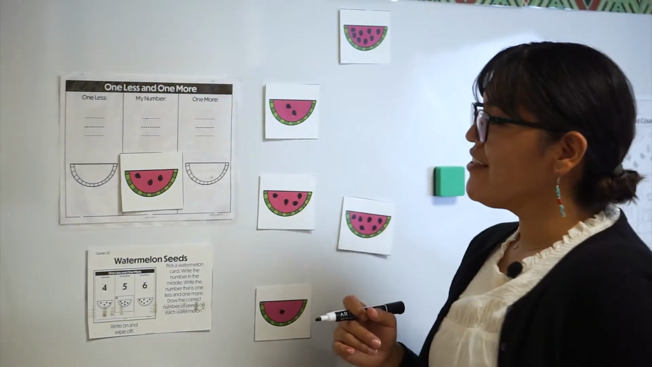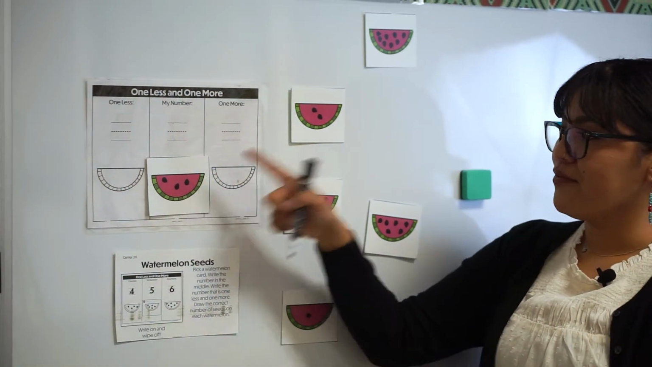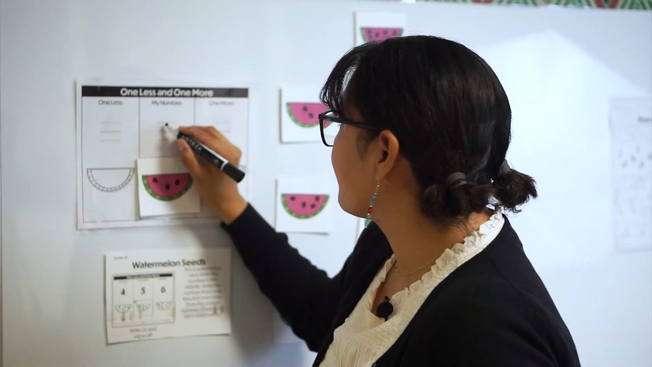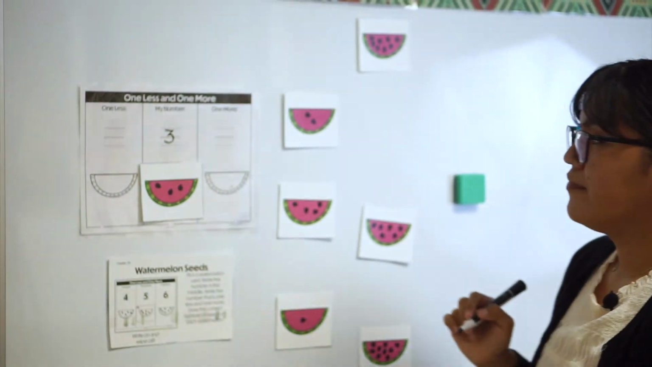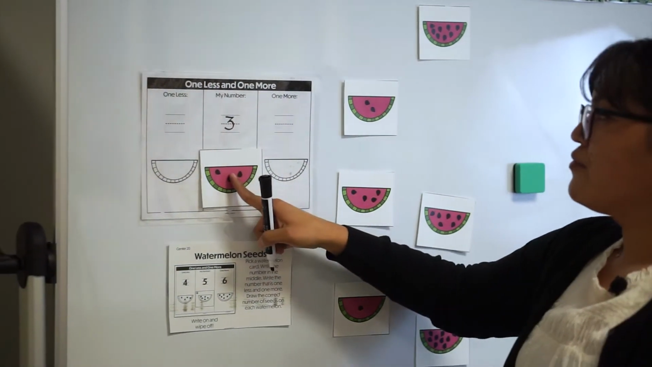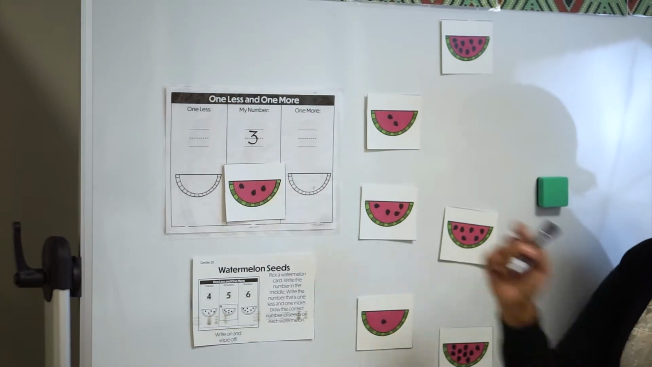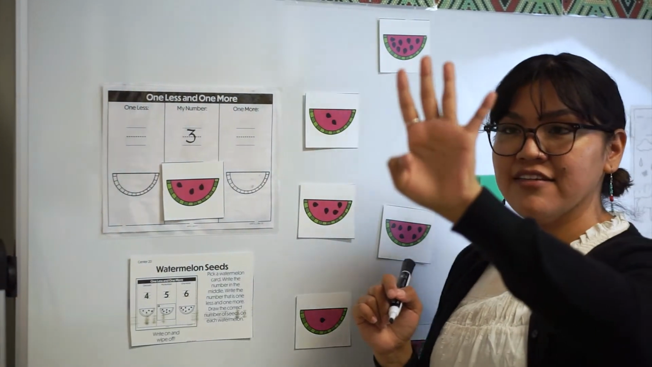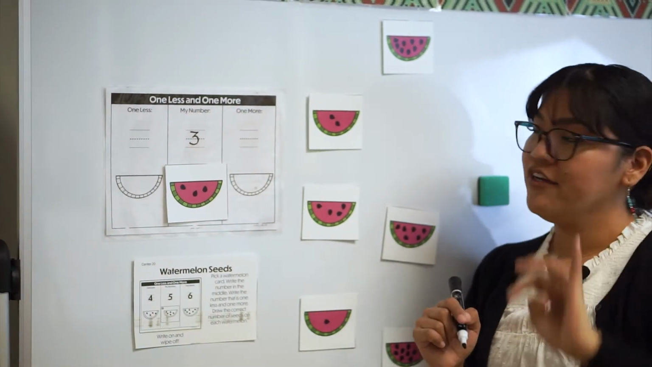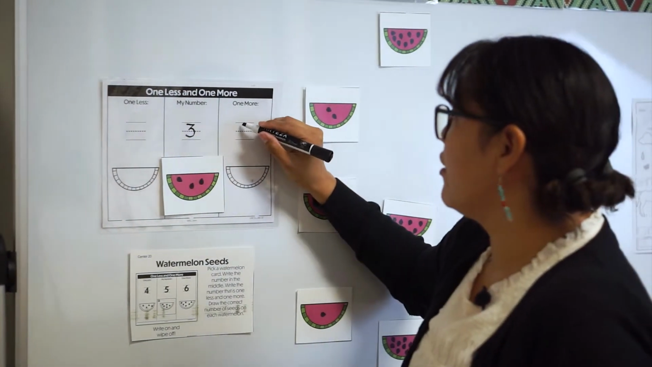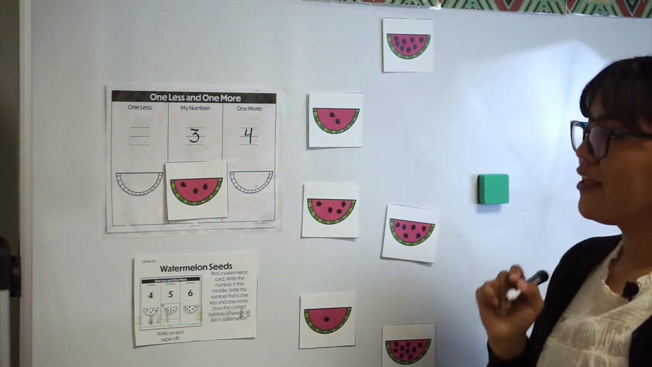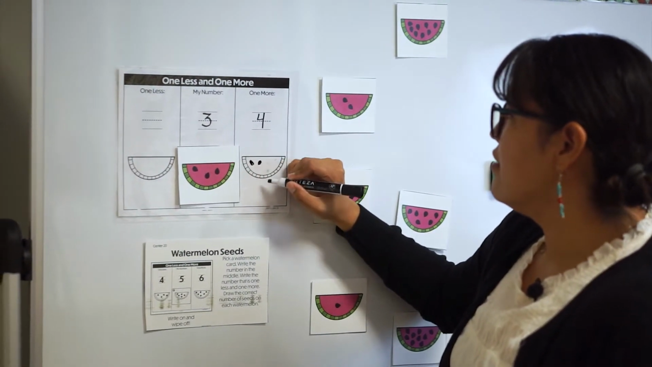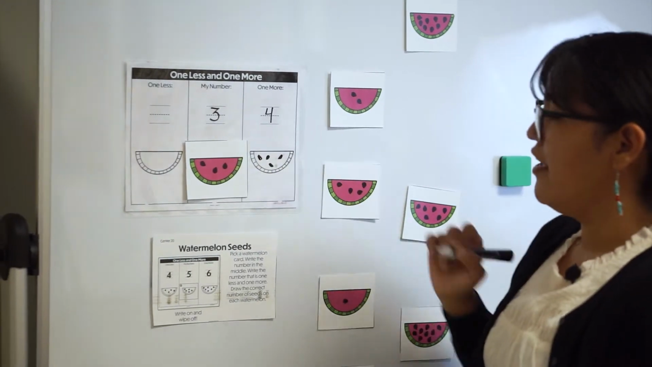Let's count the watermelon seeds. You have 1, 2, 3. There are 3 watermelon seeds. So we're going to write the number 3 right here. Okay, so what's 1 more than 3? Let's do the fingers. So we have 3 fingers. Let's add 1. So we have 1, 2, 3, 4. 1 more than 3 is 4. So we're going to write the number 4 right here. And then we're going to draw 4 seeds in this watermelon. So we have 1, 2, 3, and 4.